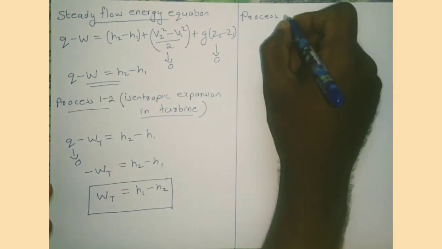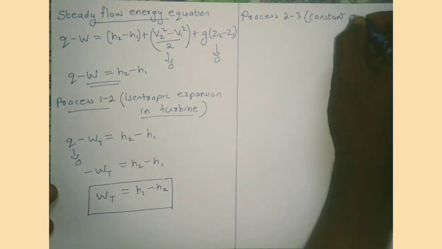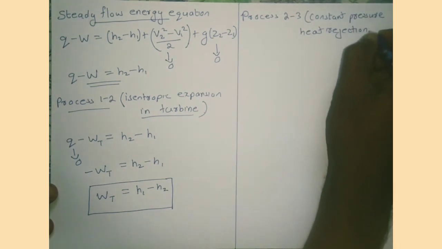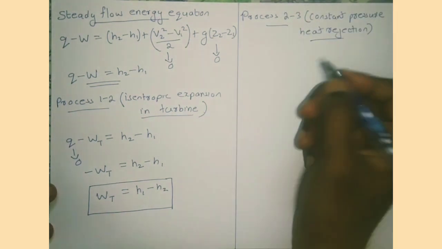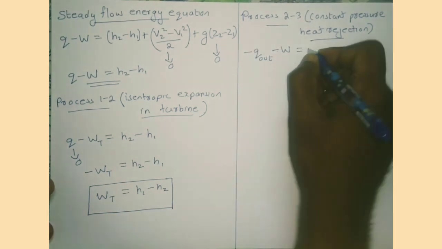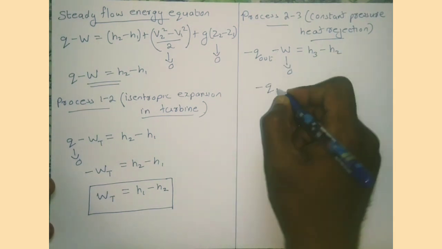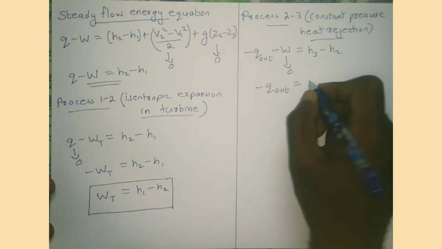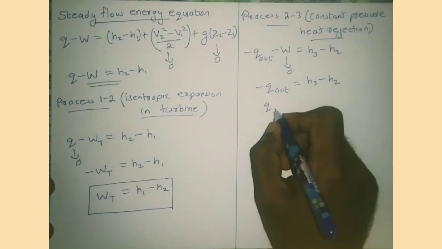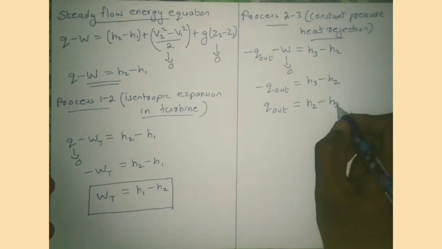Now we are going to consider process 2 to 3, that is constant pressure heat rejection in condenser. According to the steady flow energy equation, we can write minus Q, because heat rejected is taken as negative. Therefore, minus Q out minus W equals H3 minus H2 and there is no work done. Therefore, W equals 0. Therefore, minus Q out equals H3 minus H2. That is, Q out equals H2 minus H3.